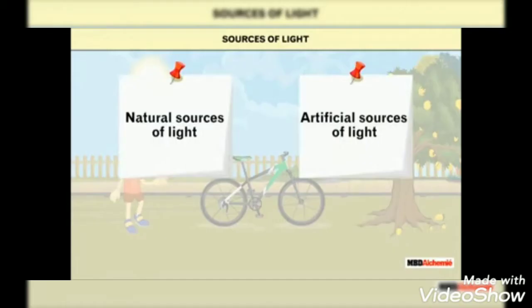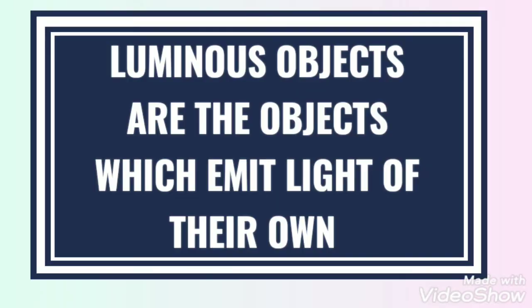Light has two sources, either a natural source of light or an artificial source of light. Natural sources of light are the sun and stars. Artificial sources of light are your bulb, torch, tube light, the things which you need in your room to make things visible.